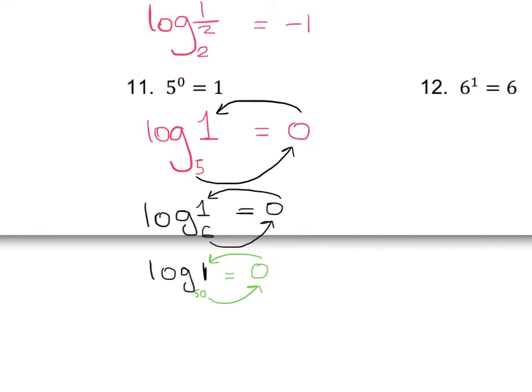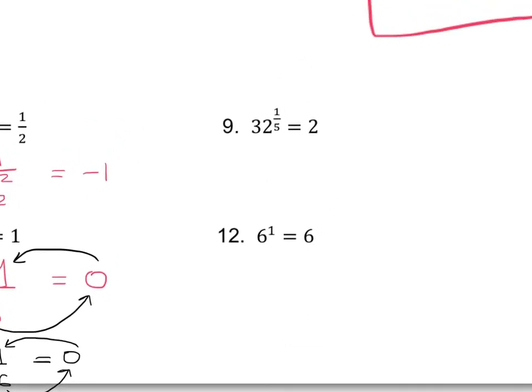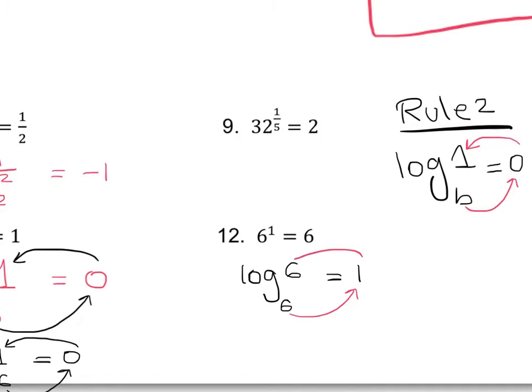So remember, this is one of the rules that we can come and write over here. So this is another rule, so let's say rule number 2. Every time you have a log of 1, no matter what the base is, the answer is 0, because b to the power 0, no matter what b is, it will always give you a 1. Now, let's move on to number 12, and we can also deduce a rule from here. So log, the answer is going to be 1, and as you can see, the base is 6 and the answer is 6. So as you can see, 6 to the power 1 is equal to 6.